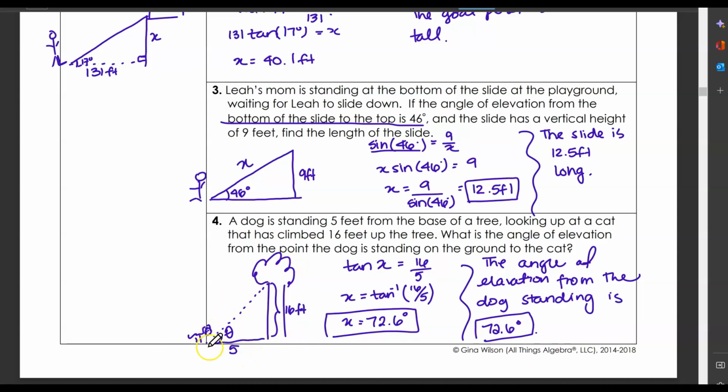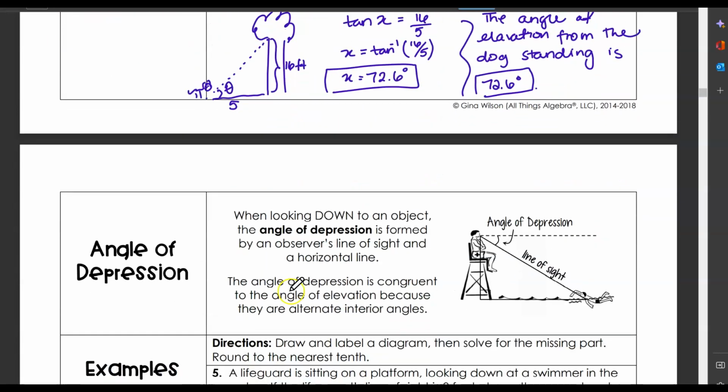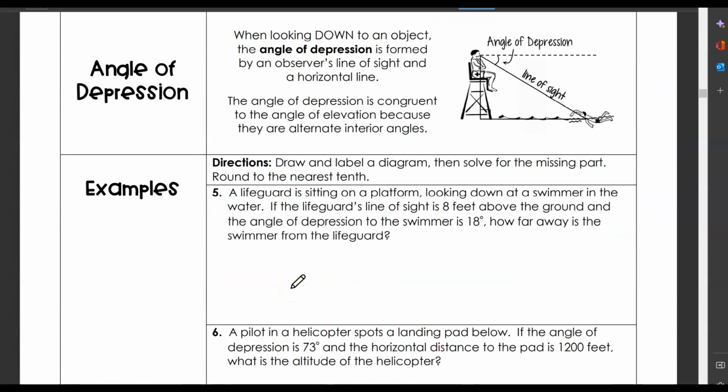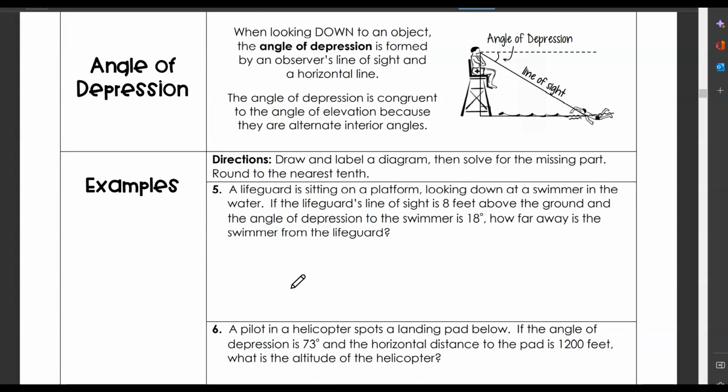So we're trying to find what is that angle, that theta, from that angle of elevation. Okay, all right, so let's move on here. Now, this is another type of angle, and oftentimes in word problems, students get these confused: the angle of elevation versus the angle of depression. All right, so let's look here.